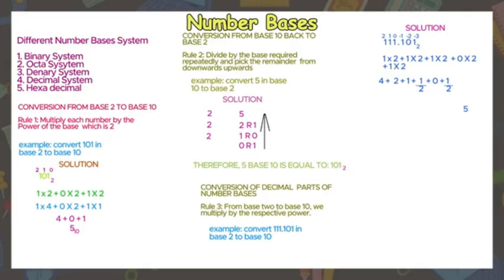Rule 1, conversion from base 2 to base 10. We multiply each digit by the power of the required base, which is base 2. For example, convert 101 in base 2 to base 10. How do we solve this? Going by rule 1. Solution.